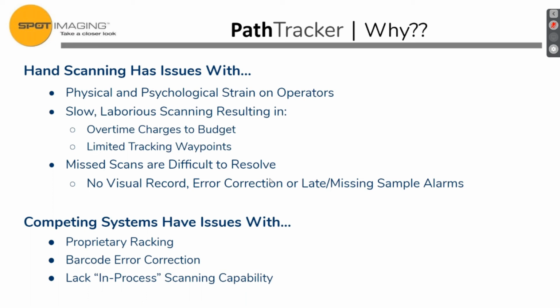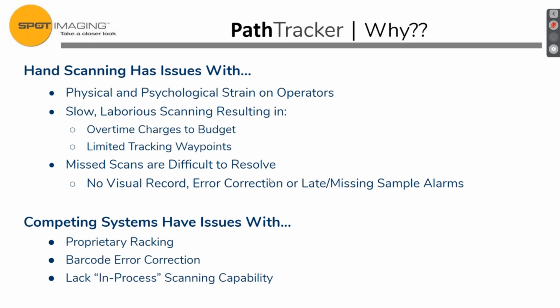And why do PathTracker? One of the reasons is that hand scanning has actually issues. And they defeat some of the basic purposes of doing tracking. First off, there's physical and psychological strain on the operators. Physically, when you have to scan 150 barcodes in a basket, after a while, people get repetitive stress disorders with their wrists and whatnot. Psychologically, they're worrying about the courier who's going to come for their basket to take it back to the main lab. So they're a little bit nervous and a little stressed about that.